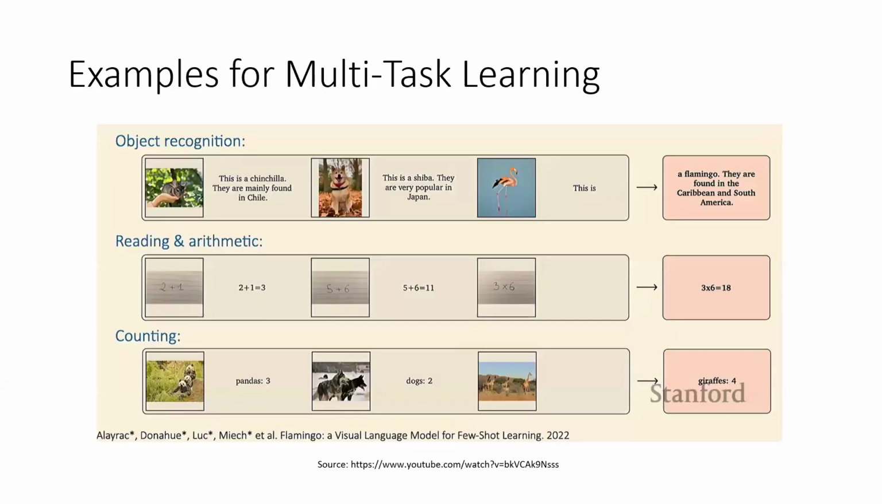So this is an example of multitask learning. This is a visual language model for few-shot learning, published in 2022. The first task is object recognition. Object recognition means that when you look at this image, the text is generated.